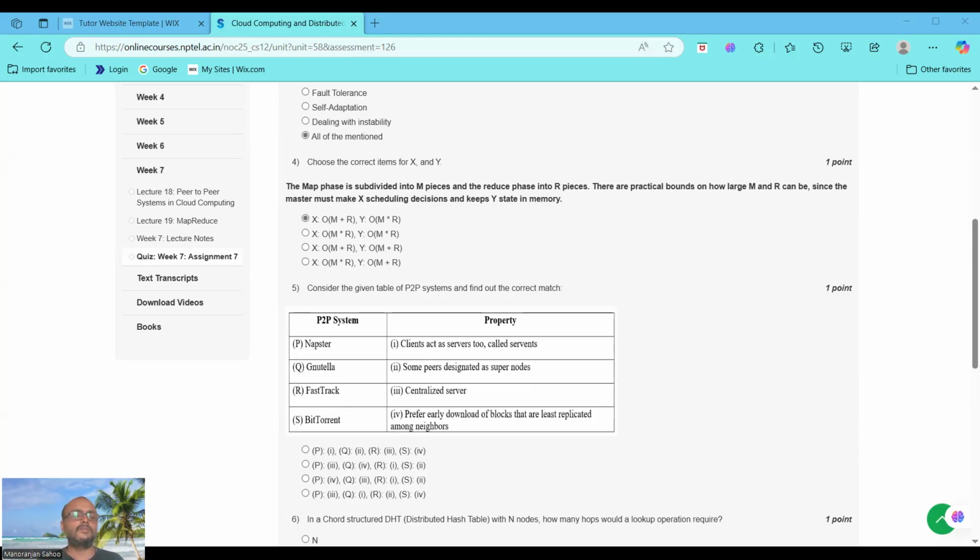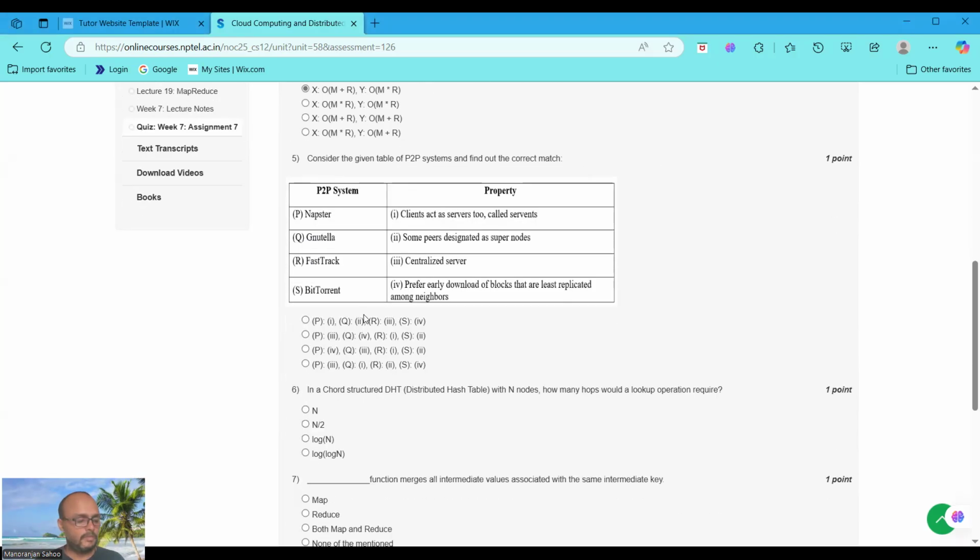Other options: if you choose option A, it matches the MapReduce design in Google's original paper. What about B, C, D? O(M+R) for Y underestimates the state, as it grows with M times R intersections. So the correct option matches the MapReduce design. Okay, so option A for question 4. Moving to question number 5.